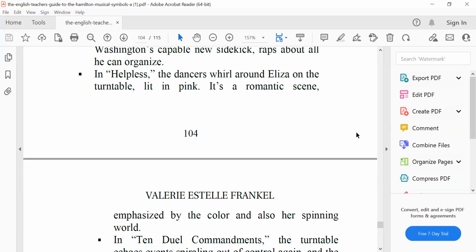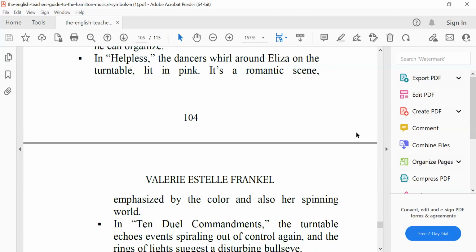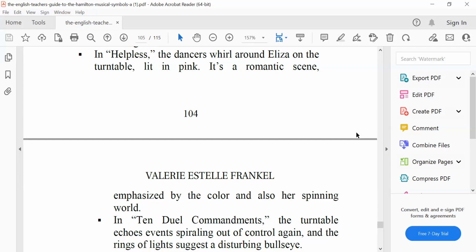In Helpless, we're lit up in pink, all that romantic girly stuff I mentioned. We've entered a female space of the ball instead of the male soldier space. It's a romantic scene. Eliza is singing about being helpless, and she's at a ball where everything's spinning around. Well, everything spinning around her also suggests helplessness, doesn't it?